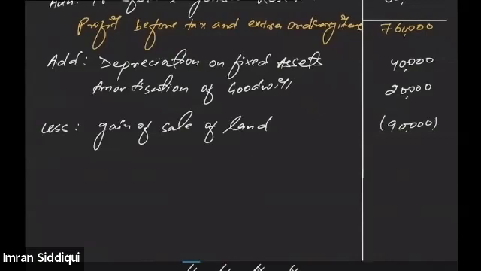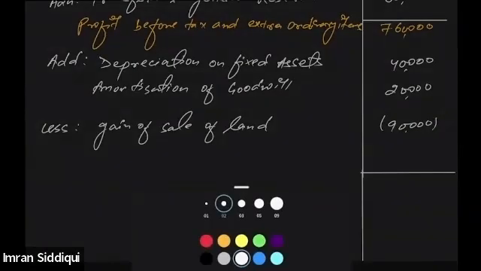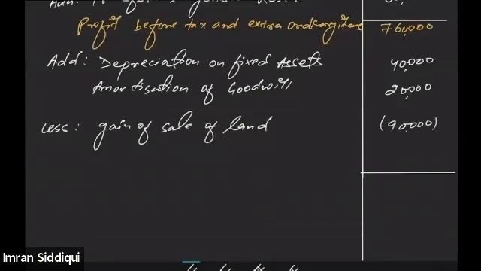Yes, sir. So any one of you, please tell me, if we add the amount of depreciation and amortization and subtract gain on sale of land in the profit before tax and extraordinary item, what will be the value that we will be getting here? Sir, like operating profit before working capital changes. Yes, right. You're right. We'll get the operating profit before working capital changes.